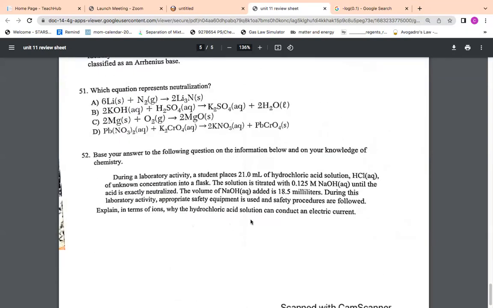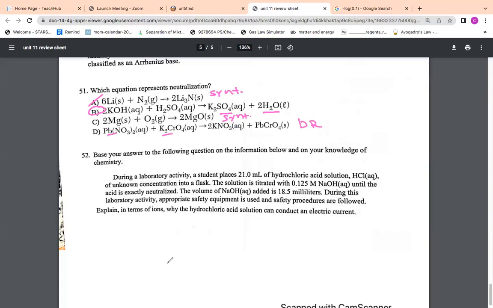51, which equation represents neutralization? Again, we're looking for an Arrhenius acid and Arrhenius base on the reactant side and salt and water on the product side. Not A, this is synthesis. 2, we have potassium hydroxide, base, and sulfuric acid, acid. And then we end up with salt and water. So we're going to want to go with choice B, but let's look at the others. Choice C is also like choice A, that is synthesis. And choice D, we have 2 ionic compounds switching their metals. This is double replacement. And here we are, 52.